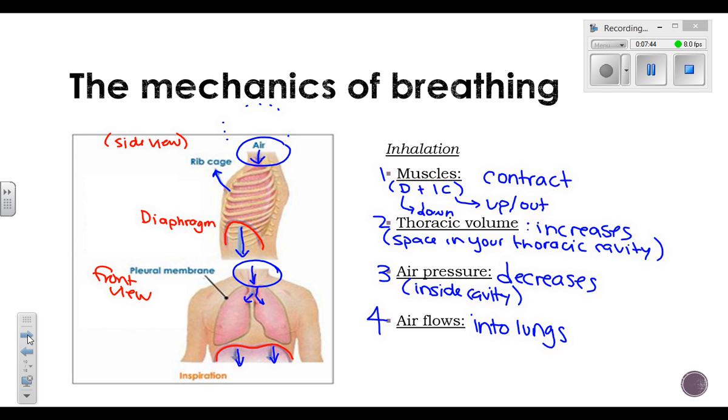So those are the 4 things that happen during inhalation. You could see there's 4 of them. You could put them in order. It would make a good put-it-in-order numeric response type question.